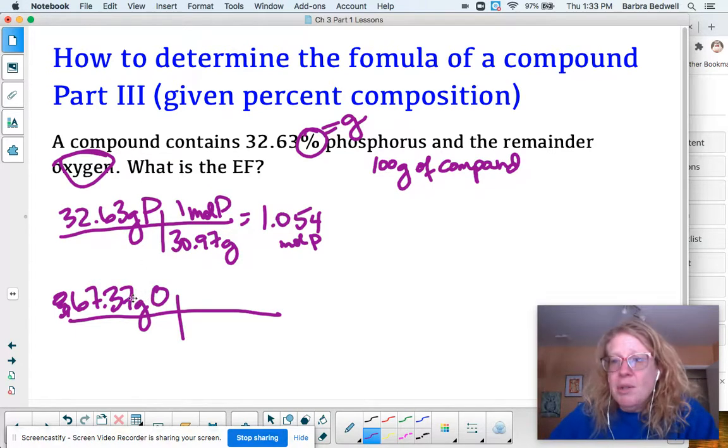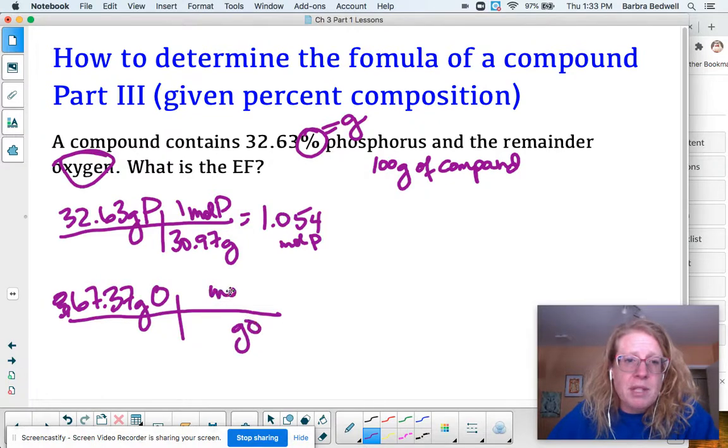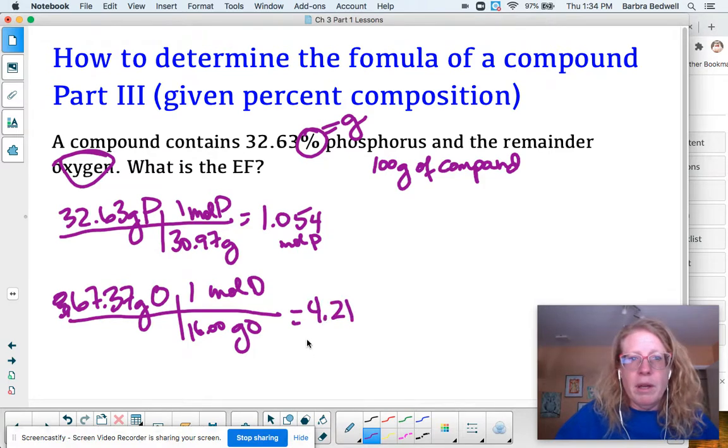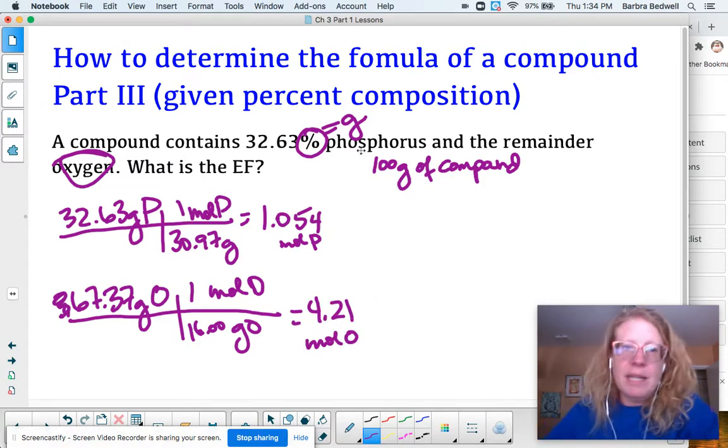All right, we're going to do our grams to moles step again, like we always do. Grams of oxygen to moles of oxygen. One and only one mole weighs 16.00 grams. There we go. And figure this one out. 67.37 divided by 16 gives us 4.21 moles of oxygen.